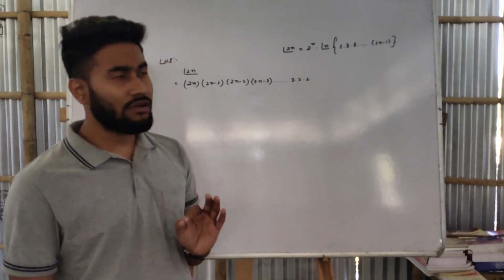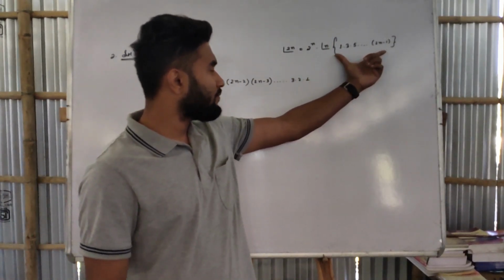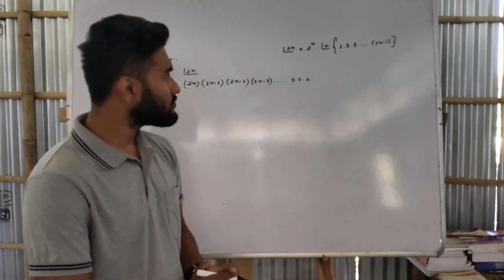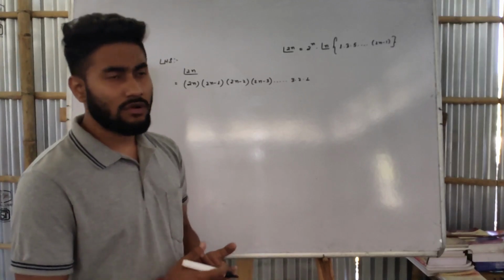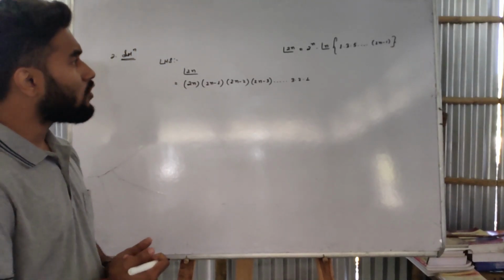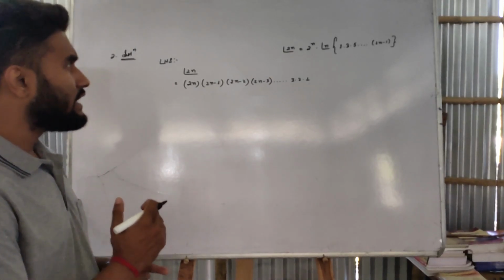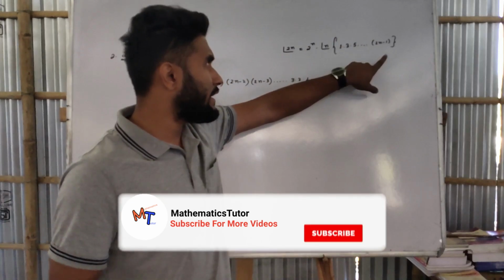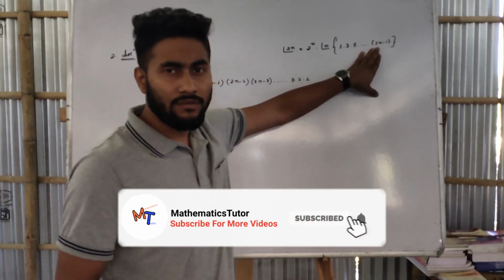You can predict something from this part, from this bracket. What is this? 1, 3, 5, twice n minus 1. What can you guess from this part? Okay, 1 into 3 into 5. What are these numbers? Basically, they are odd numbers. 1, 3, 5. You can predict the next number, it will be 7, then 9, up to twice n minus 1.